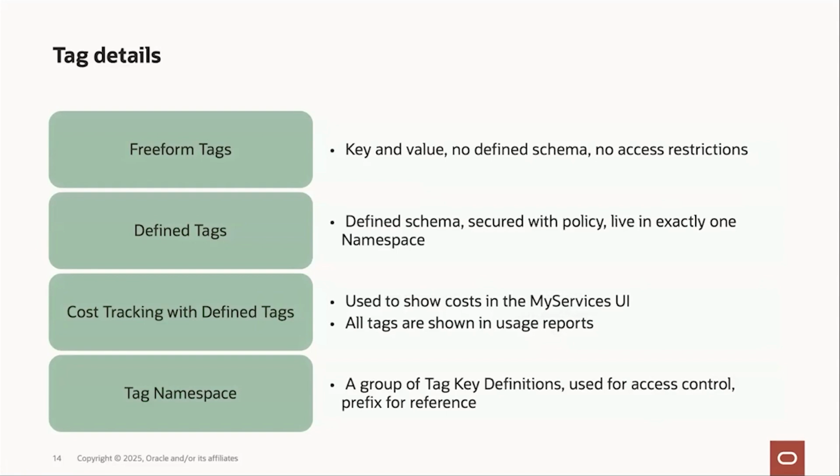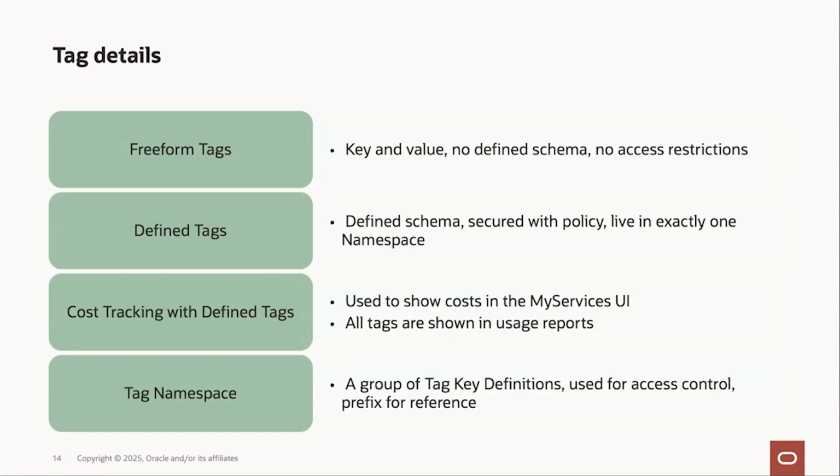But with defined tags, it's going to be a little bit different. There is a defined schema. Defined tags need to be secured with policies. We'll see that in the next slide. And in addition to consisting of a key and a value, defined tags also live in something called a tag namespace. And a tag namespace is just a way to group your defined tags. We also call defined tags tag key definitions. Those are used interchangeably. So you can just think of tag namespaces as basically a container for a set of your tag key definitions.